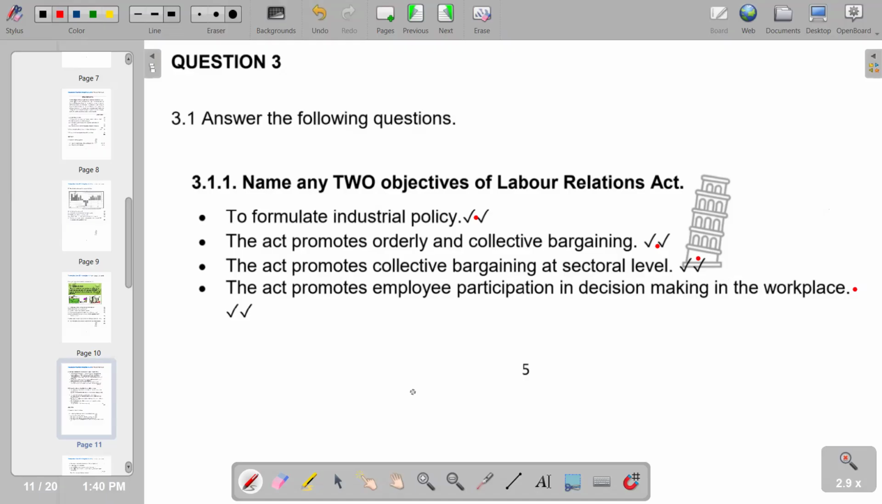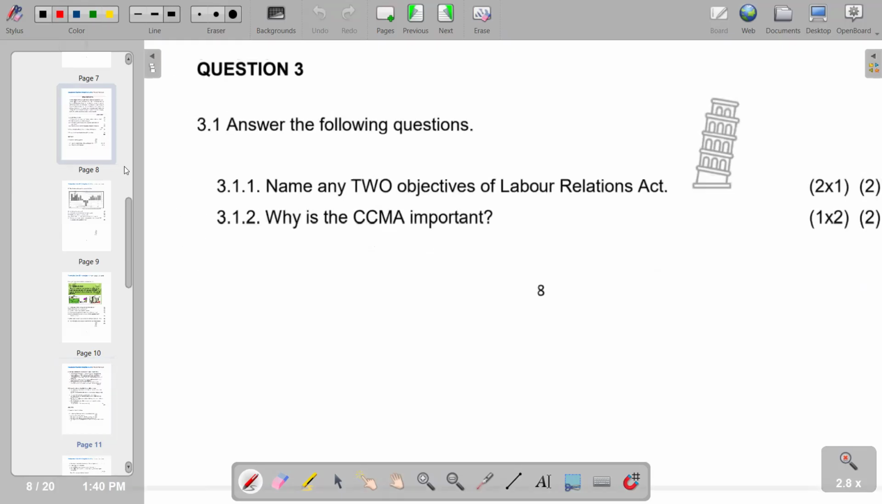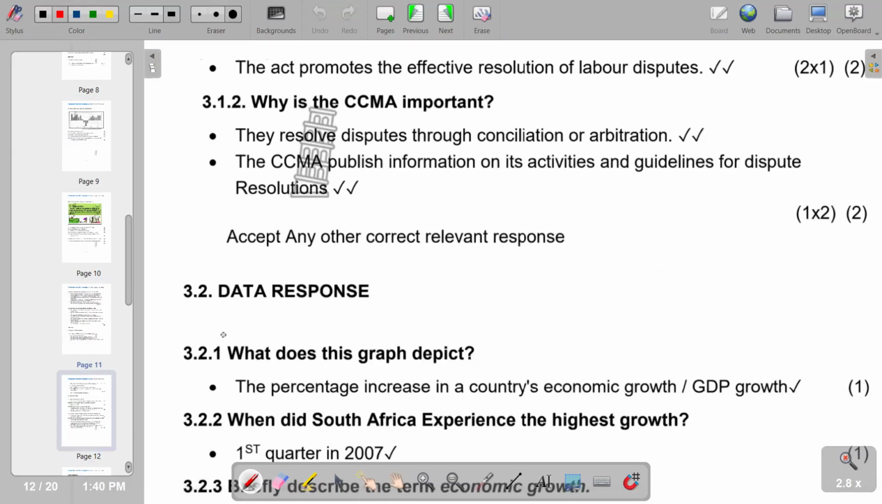So moving on to the next question that we have. It says, why is the CCMA important? You'll see that we have points explaining that they resolve disputes through conciliation or arbitration. The CCMA publishes information on its activities and guidelines for dispute resolution. So this is what we have in terms of the points on question 3.1.2.